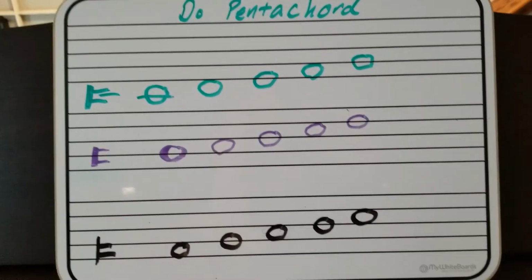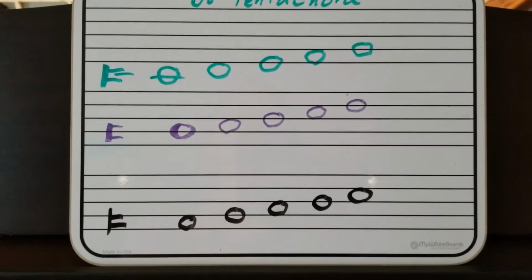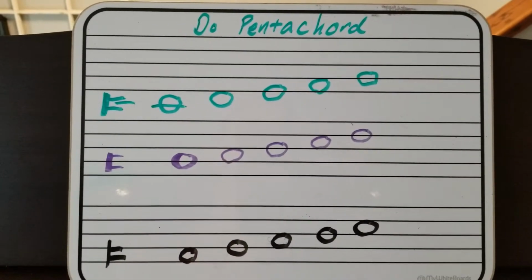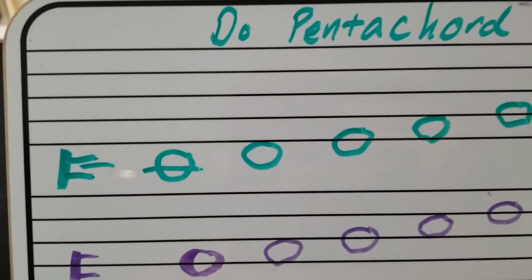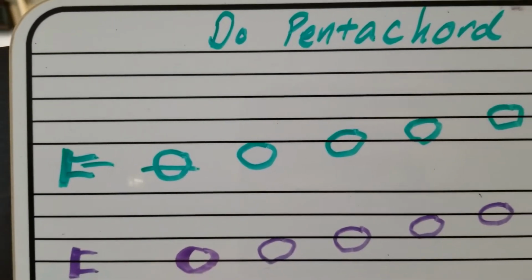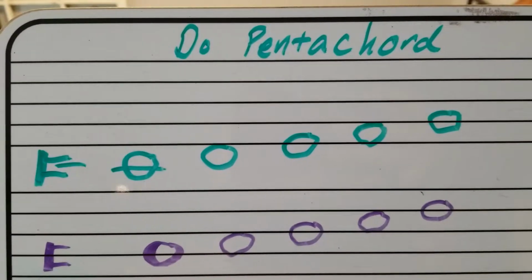Hello, today we're going to talk about Do pentachord. We have up here Do pentachord written with three different do's. Let's start with the first one, the green one. What is that do? That do is C. There's a C.